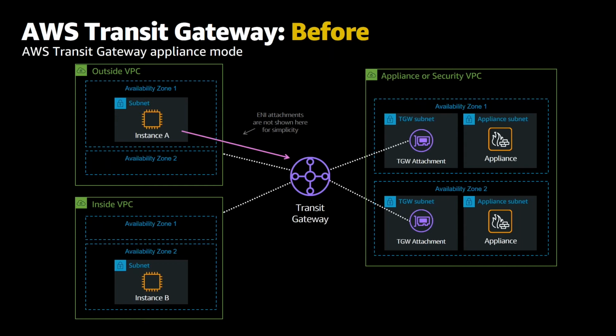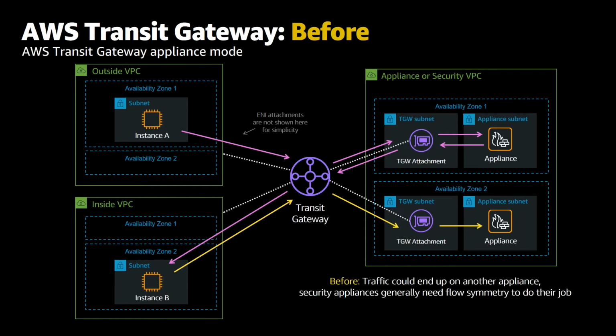So traffic comes from instance A, it goes to a TGW, and then all the way to the appliance via the TGW attachment. On the way back, it goes back to the transit gateway, and then to instance B, back from instance B, and then to the other appliance. So we have an issue there. Traffic could end up on another appliance. Security appliances generally need flow symmetry to do their job. So at this point, the firewall on the bottom will say, well, I haven't seen this traffic, so I'm just going to go ahead and drop this traffic right here.